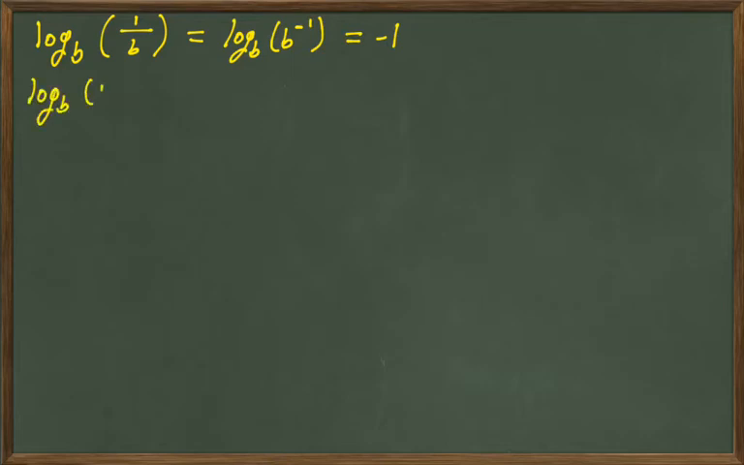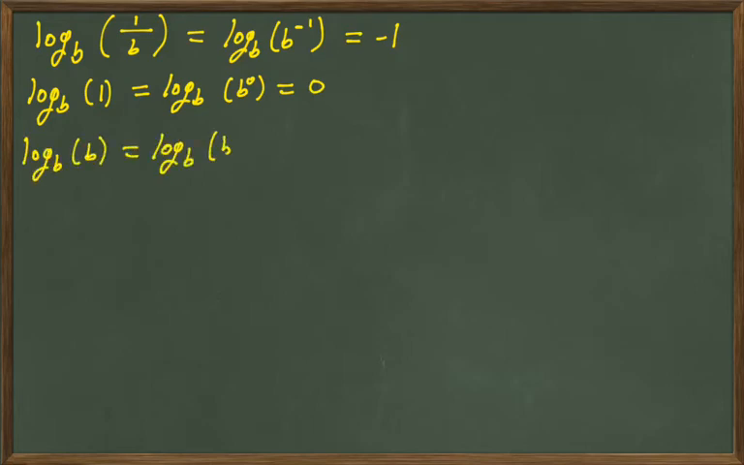Log base b of 1 is going to be rewritten as log base b of b to the 0, and b to the 0 is 1, and so that's going to be equal to 0. Log base b of b we can rewrite as log base b of b to the first power, and that's going to be 1.